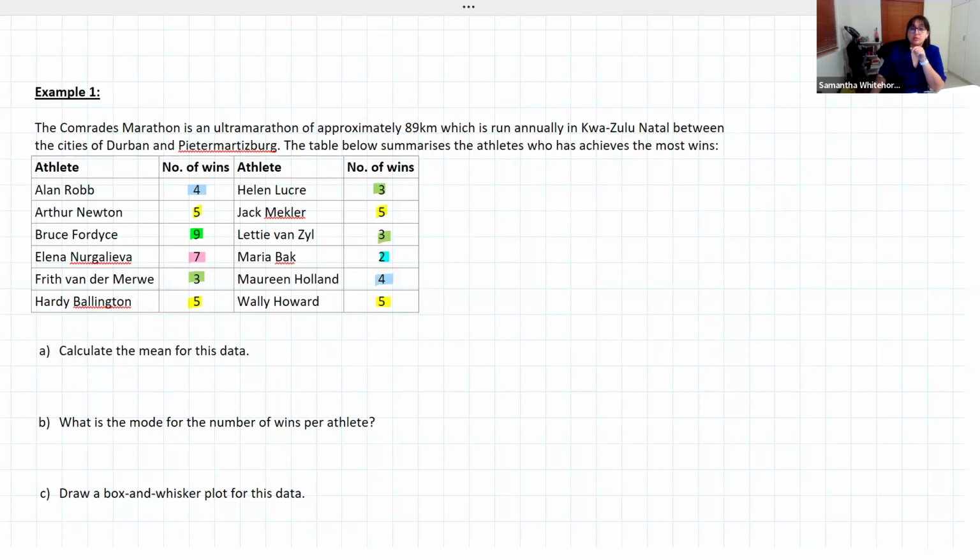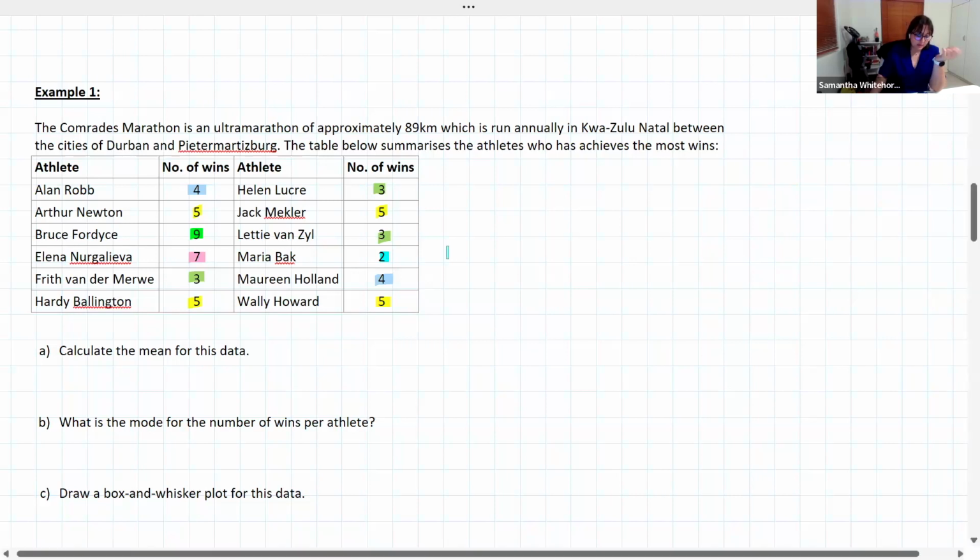Now, you are absolutely more than welcome to just type 4 plus 5 plus 9 plus 7 plus 3, and so on, on your calculator and divide it by the number of athletes we have. In this case, we've got 12 athletes. But we have a calculator to do this all for us.